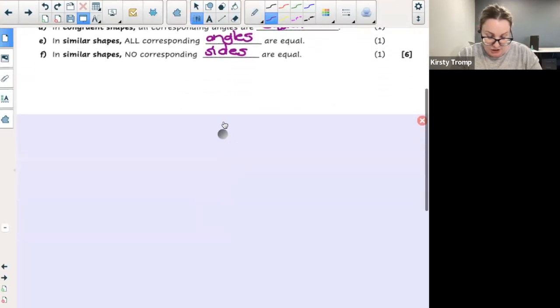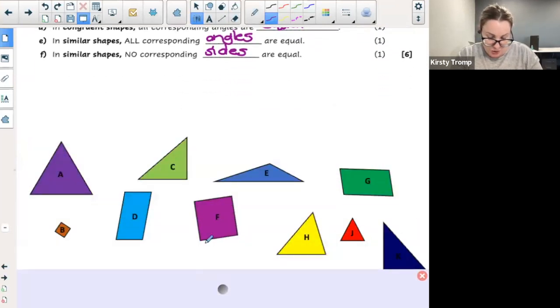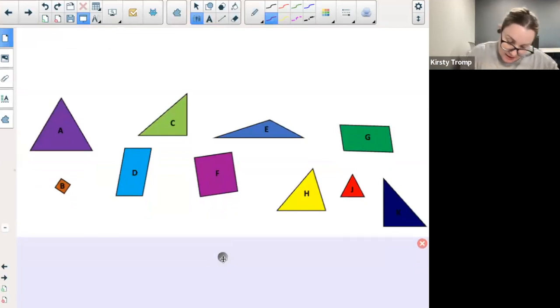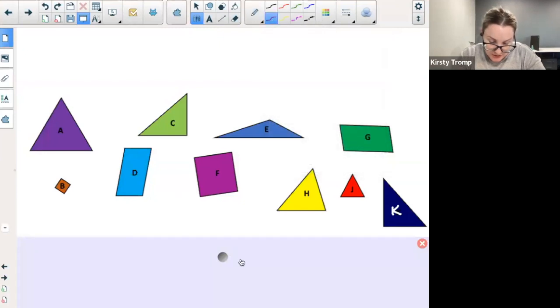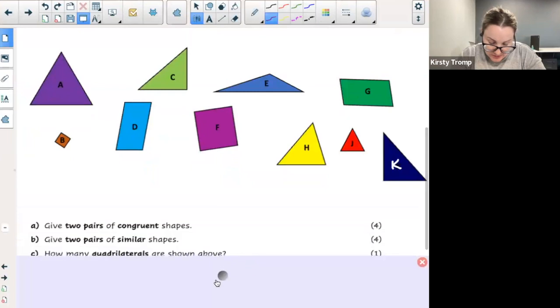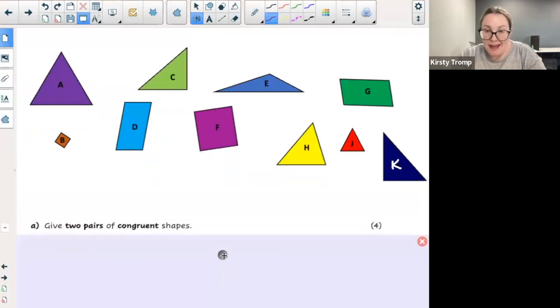Moving down to our next question. Oh my, there's a whole lot of different images here. I'm going to give this one a letter so you can see it nicely. This is letter K. So there are a whole lot of shapes there for you. And for A, I'd like you to give me two pairs of congruent shapes. Out of all those shapes on your screen, which ones do you think would be congruent?